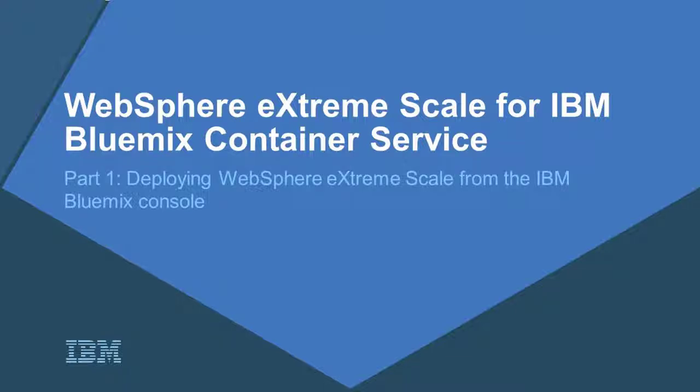Welcome to part 1 of a 4-part tutorial on deploying WebSphere ExtremeScale for IBM Bluemix Container Service, or ICS. This video will demonstrate how a user can deploy IBM WebSphere ExtremeScale distributed caching servers via a container image from the IBM Bluemix console. At the end of this demo, a single ExtremeScale caching member will be ready in IBM's Bluemix environment for your client applications to make use of.